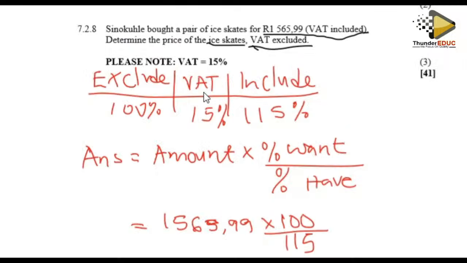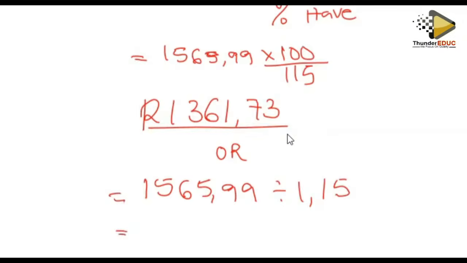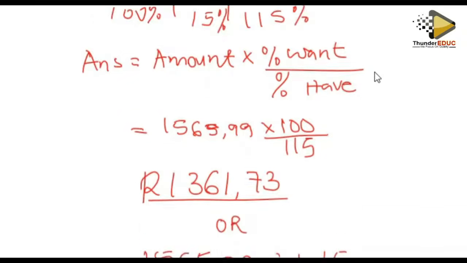The other method would be to get the money that you already have, since you're excluding VAT, which is 1,565.99, and just divide it by 1.15. The answer you get here will also be VAT exclusive, which will be 1,361.73. All right.